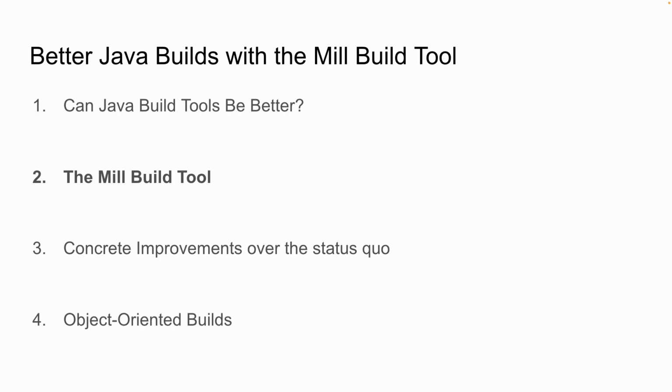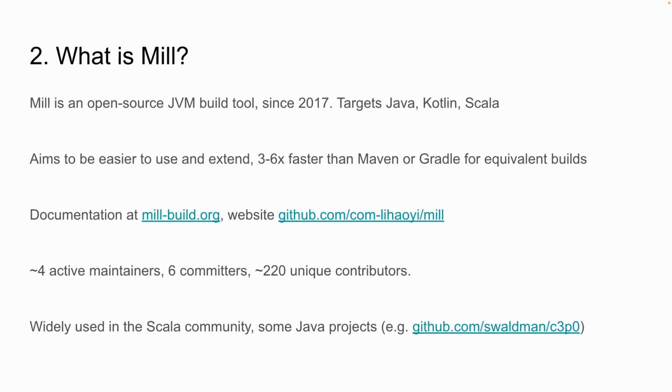Next, we look at the Mill build tool, which is one of the open source projects I've been working on for a few years. So Mill is a kind of exploration in whether Java build tools, or JVM build tools in general, can be different from how they are today. So it targets all the different JVM languages, Java, Kotlin, Scala, and it tries to improve upon the things that the existing Java build tools fall short on.